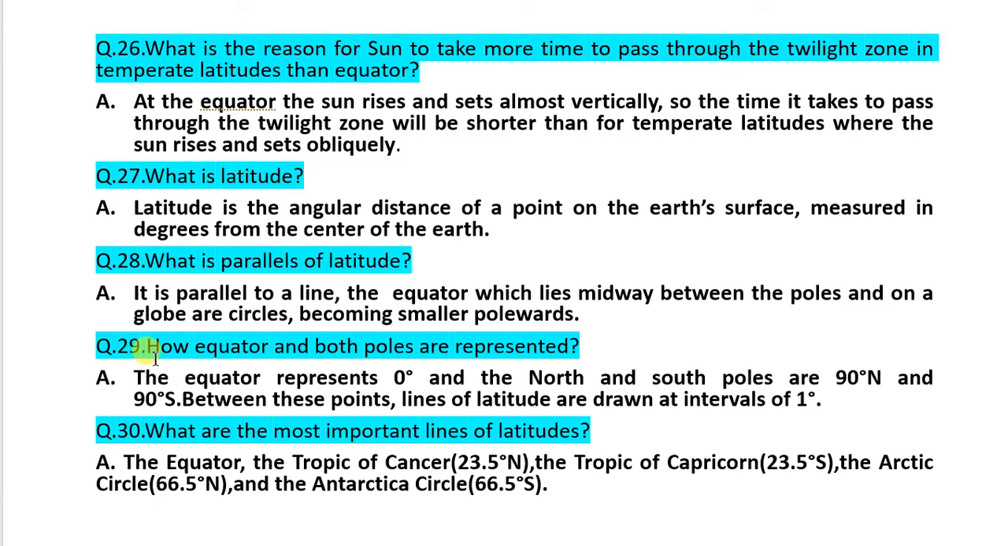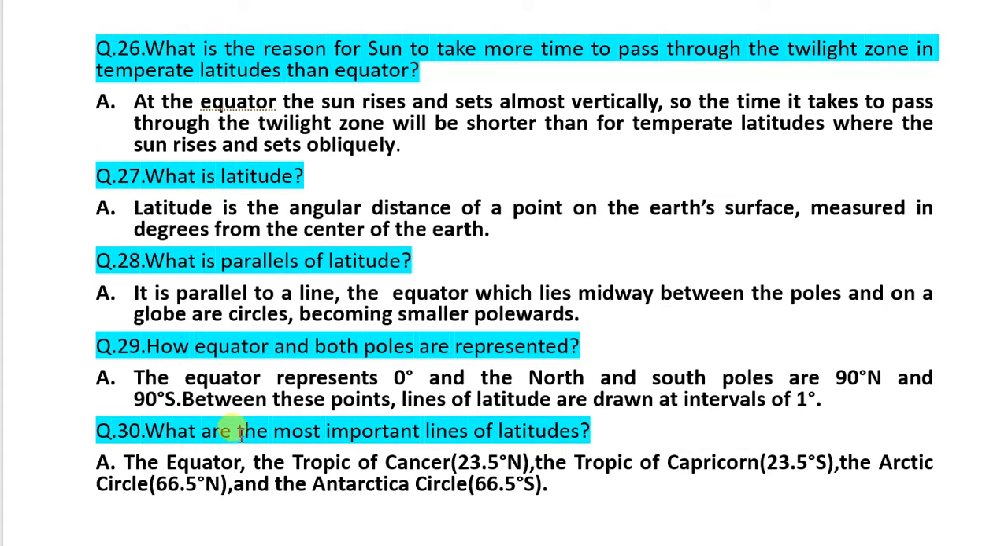Next question, how equator and both poles are represented? Answer is the equator represents 0 degree and the north and south poles are 90 degree north and 90 degree south. Between these points, lines of latitude are drawn at intervals of 1 degree.